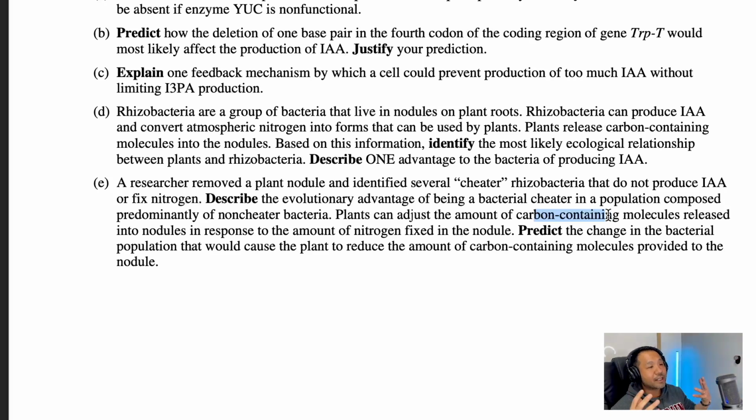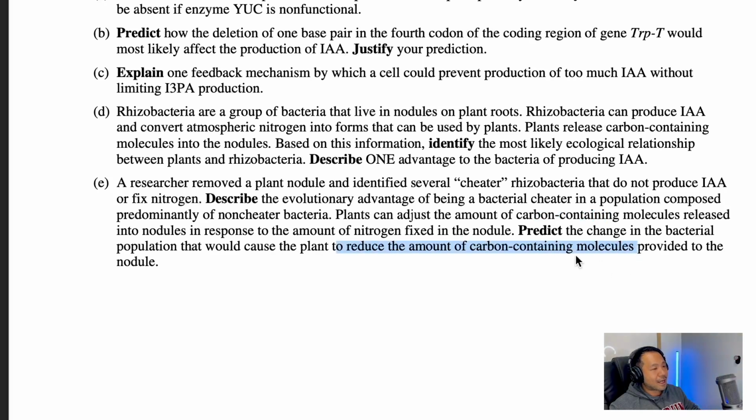And they're not doing this actively, right? Plants don't have brains, but through the course of natural selection, let's say plants who were naive and just gave them all the sugars, regardless of whether the bacteria were cheating or not, would have been weeded out. So some sort of molecular pathway would have evolved, and it allows plants to recognize predominant cheating populations and react accordingly.